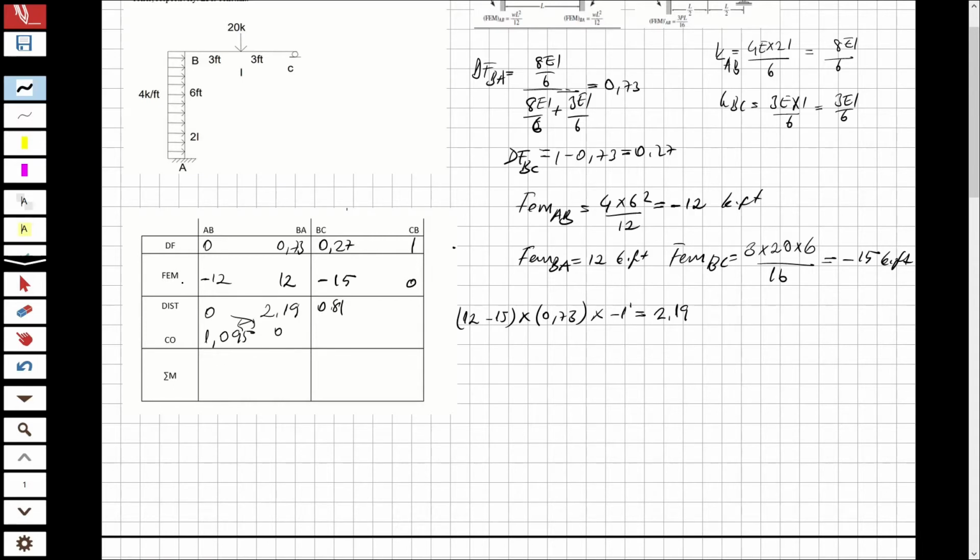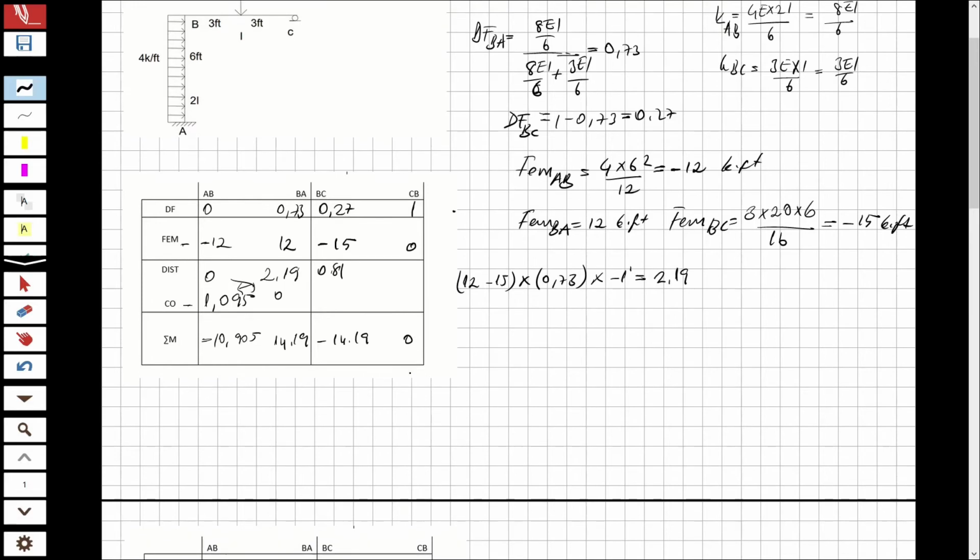Let's take the summation of the moments. I'm going to take the summation of the moments from the fixed end moment until the last row, and that will be minus 10.905, and that will be 14.19. That will be minus 14.19, and that's going to be 0. So now I have my moments.